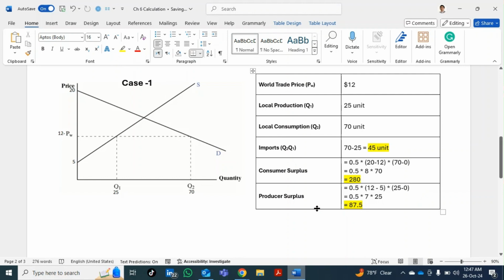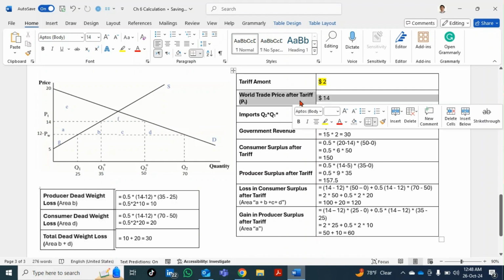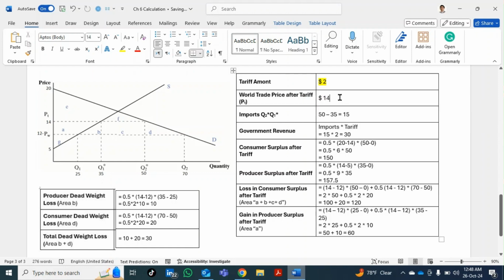But as we are going to calculate the effects of the tariff, let's suppose the government decides to impose a tariff. What will happen? Look at this diagram. In the same diagram, the government has imposed a tariff of $2. In that case, the PW, the trade price, will shift upward from 12 to 14. So the market price will be 14 in the economy.